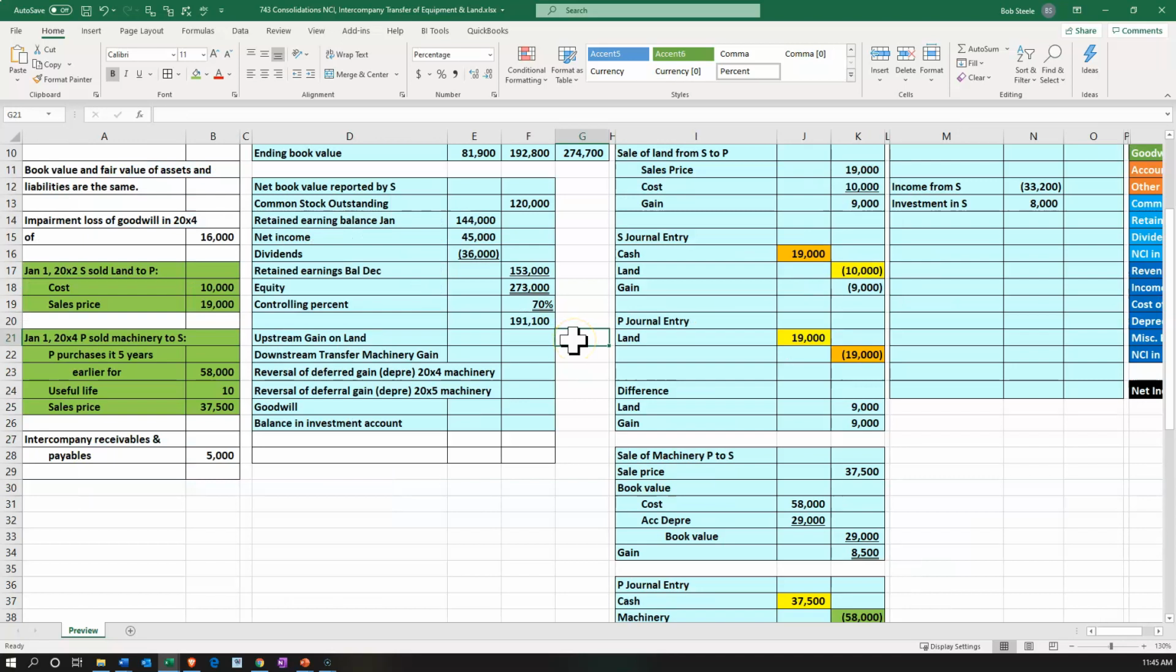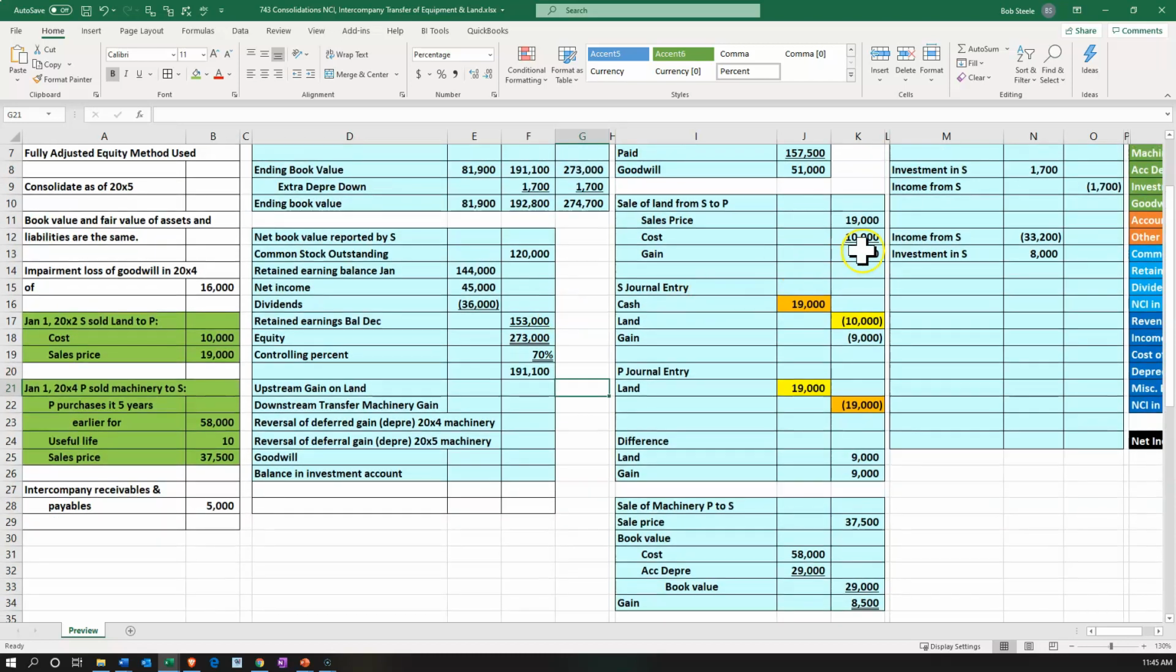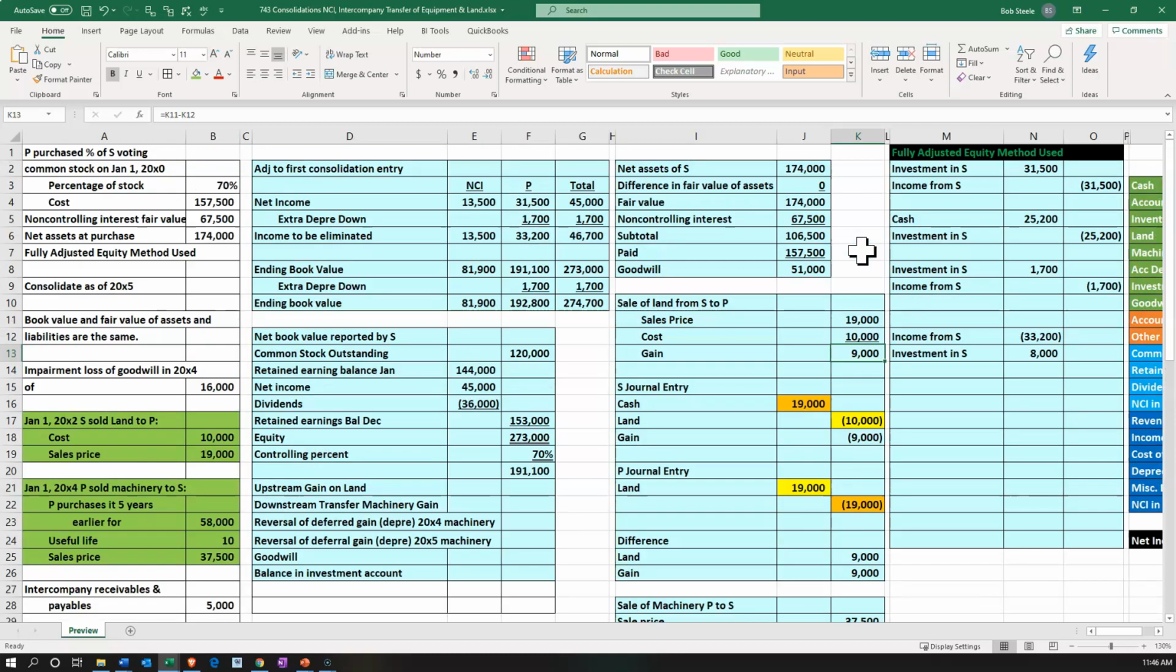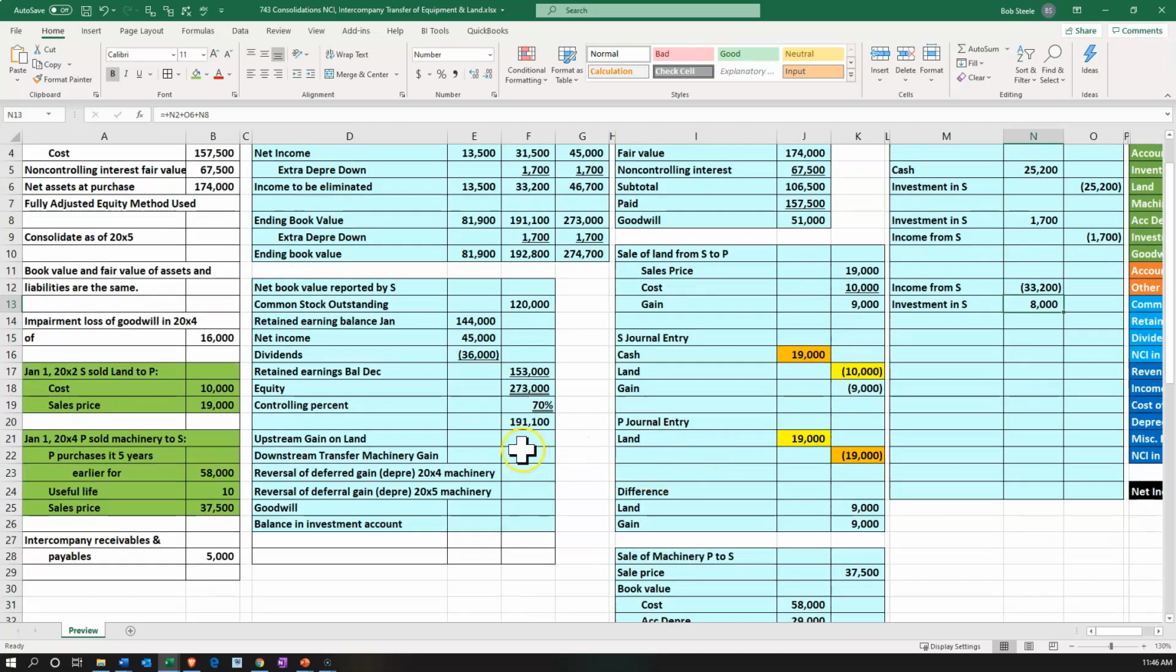So now we're going to make our adjustments. First, let's think about the land. We had this land that resulted in this gain, and we had the gain up here. This is a gain that happened in the past. Note, again, the gain's not in the current year. So it's not something that affected our investments, our income from S account. But it does have an impact on the balance sheet side of things, which is reflected on P in the investment.